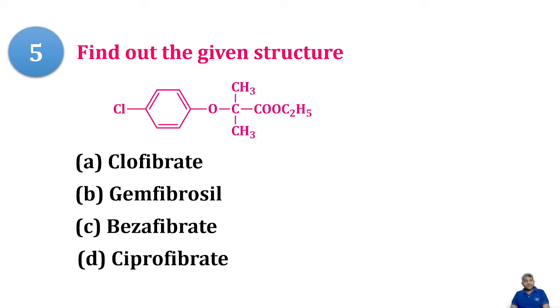You have to find out the given structure. Chlorine you have, and this is the benzene ring, and there is an ethoxy group. So this is basically the structure you have to remember, that clofibrate means there is a chlorine group here. You have to remember clofibrate. You can just use your smartness. Cl is here, Cl is here, so you can take that as clofibrate, that is the structure that is showing.